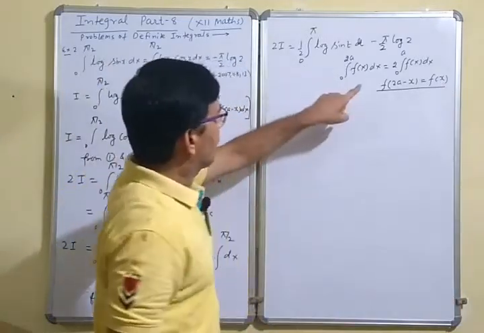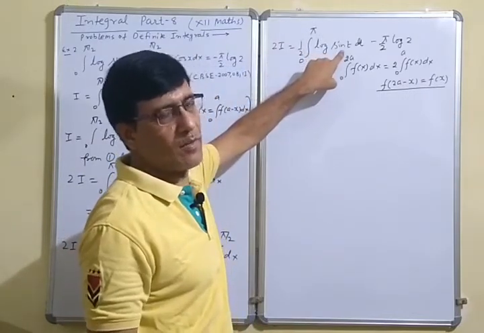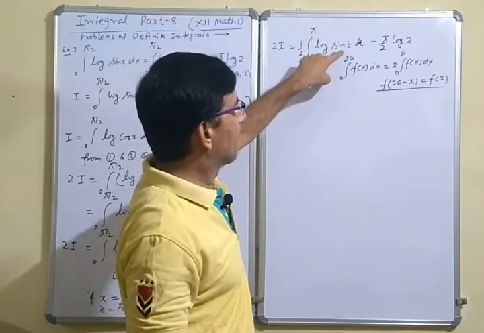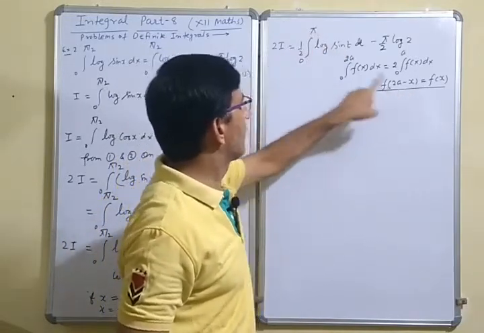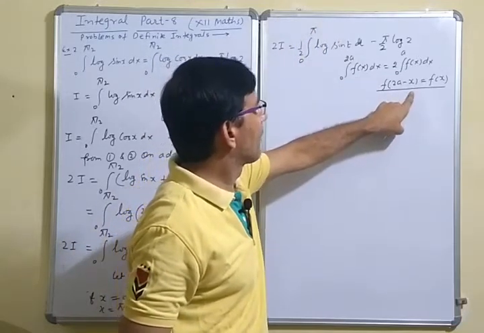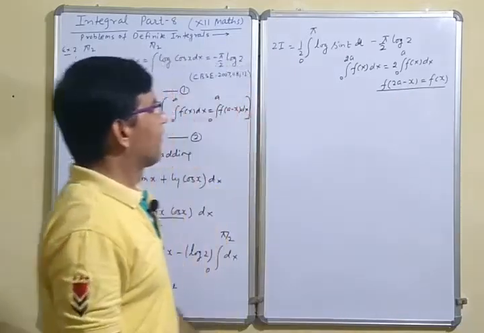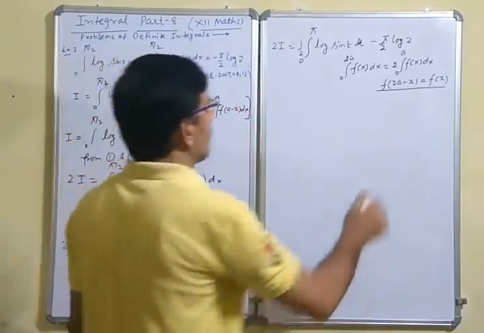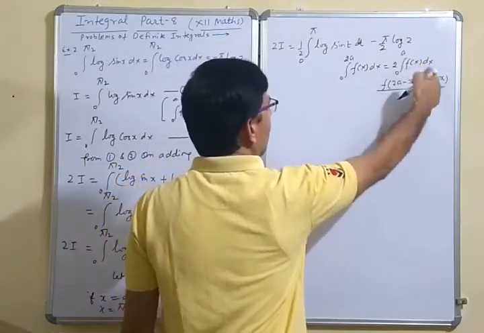So now let us check sin of pi minus t. Sin of pi minus t is equal to sin t. Sin of pi minus t is f of 2a minus x; 2a is what? Pi. So sin of pi minus t is equal to sin t, and that is f(x). So what happened? It becomes 2 times the integral from 0 to a of f(x) dx.